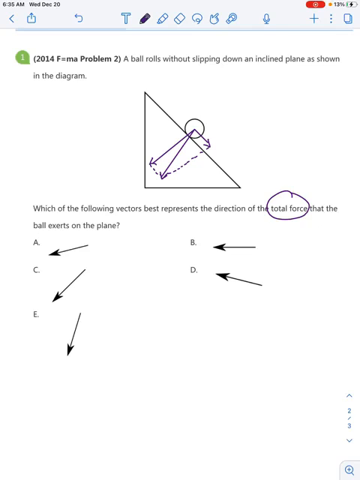In this case, we can see that A, B, D must be wrong. For C and E, E could be more accurate, because I think C represents the normal force, not the combined force. So the correct answer is answer choice E.